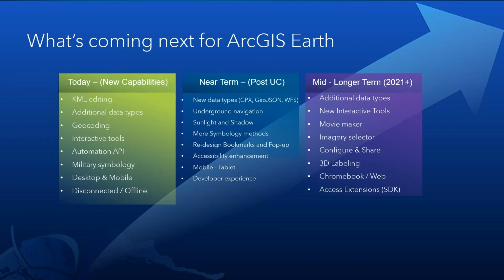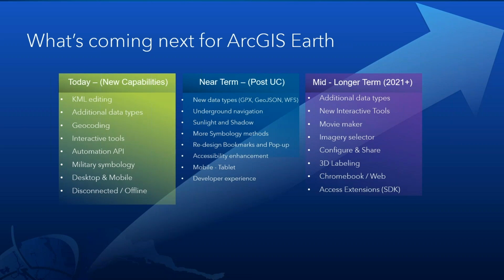So in closing, I'll review the current roadmap for ArcGIS Earth. So 1.11 is going to fall in the near term, say post-UC category, and that's some of the features that I was just showing you. So in addition to all of our KML editing and the ability to take in a bunch of different data types, with 1.11, we're going to be releasing support for additional data types, such as GPS and GeoJSON and WFS, underground navigation, as you just saw, as well as sunlight and shadow.